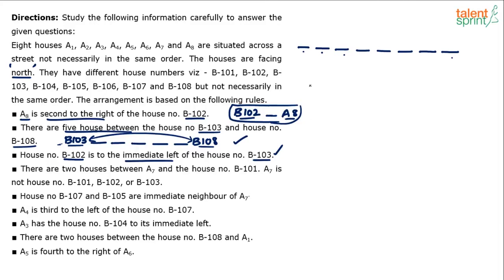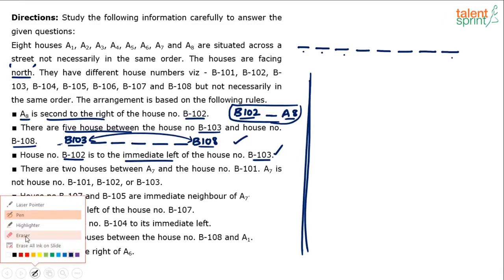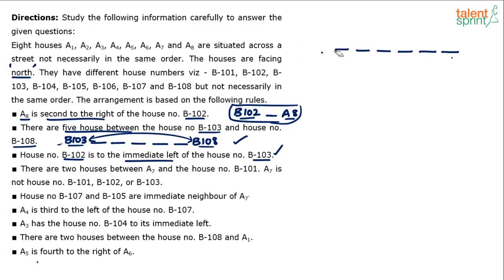Just a second. Let me just clear this up. We know that there are two possibilities. What are the two possibilities? I'm just clearing this up. I'm starting with the second clue as suggested earlier.